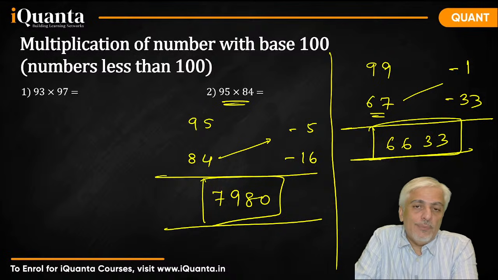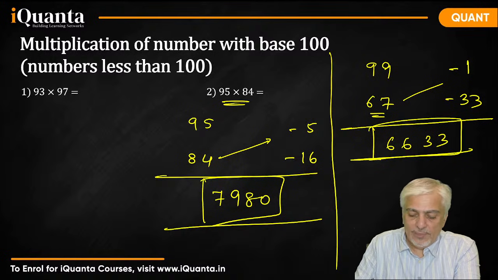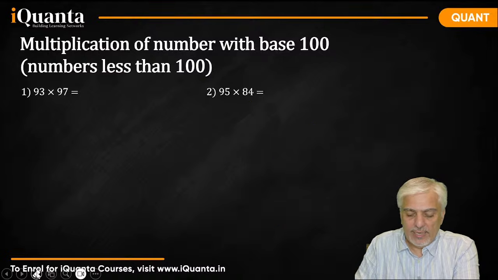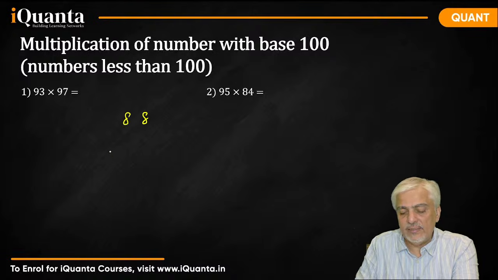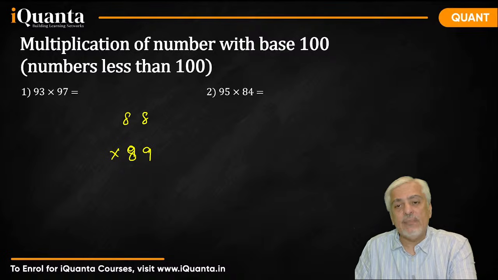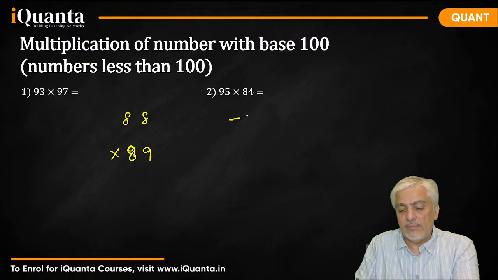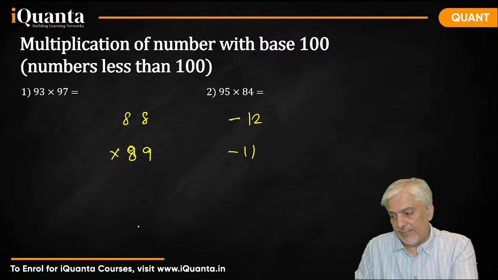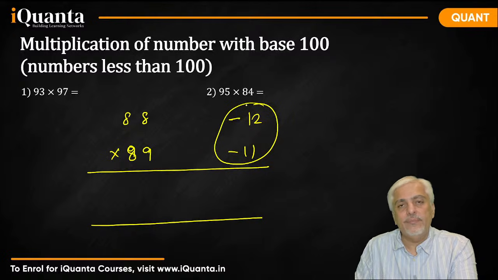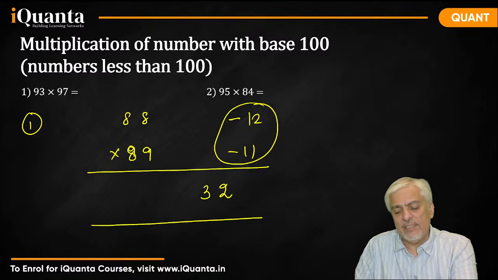Can anybody think when this method will be a problem? For example, if I chose to do 88 multiplied by 89, there will be a little problem here. Now pay attention. This is minus 12, minus 11. There is no problem with positives; the problem occurs with negatives. What is 12 elevens? 12 elevens is 132. So you'll have to write 32 and 1 carry over. That is the problem. The rest of the method is the same.